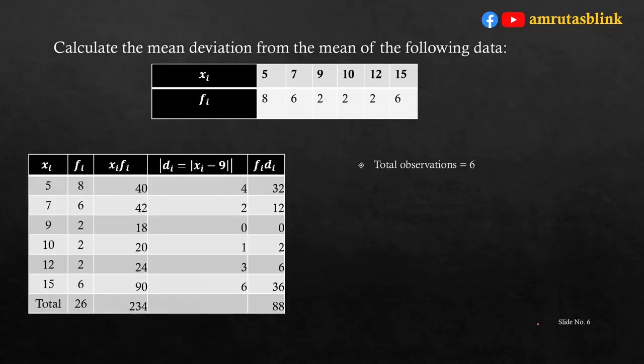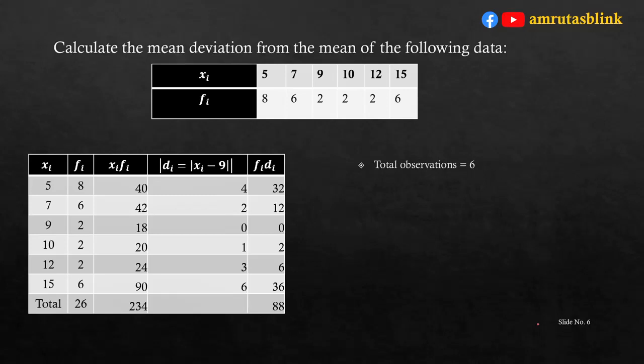So, we will create the table. So, in first column we will write values of xi, that is values of observation in the given sequence 5, 7, 9, 10, 12 and 15. Now, in the next column we will write frequencies. So, fi column, second column 8, 6, 2, 2, 2 and 6.